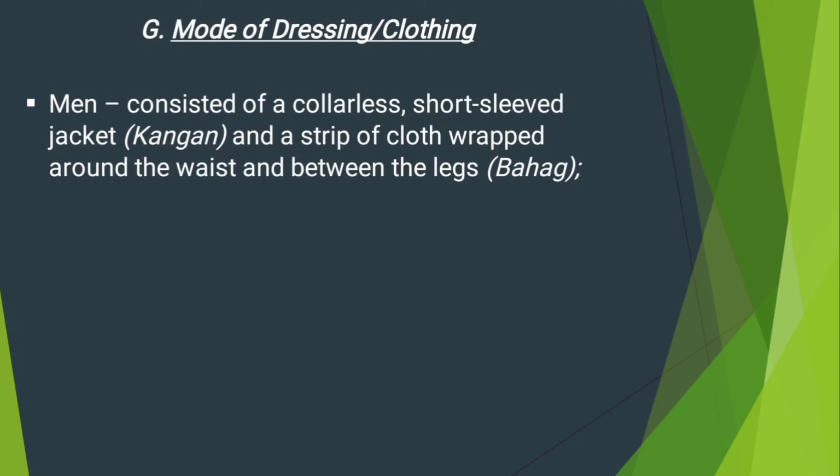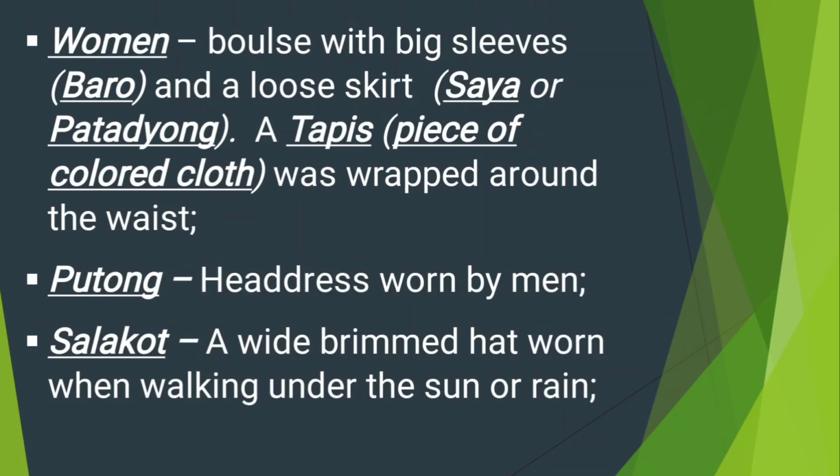So yung pagdadamit din noon, men consisted of a collarless or sleeveless jacket, or tawag natin dyan is kangan, and a strip of cloth wrapped around the waist and between the legs. Ang tawag natin dyan, bahag. Now, for women naman, they wear blouse with big sleeves or baro, and loose skirts. Ang tawag natin dyan, saya, o kaya patadyong. A tapis or piece of colored cloth was wrapped around the waist. Meron din yung putong, that is a headdress worn by men. And then yung salakot, a wide brim hat worn when walking under the sun or rain.